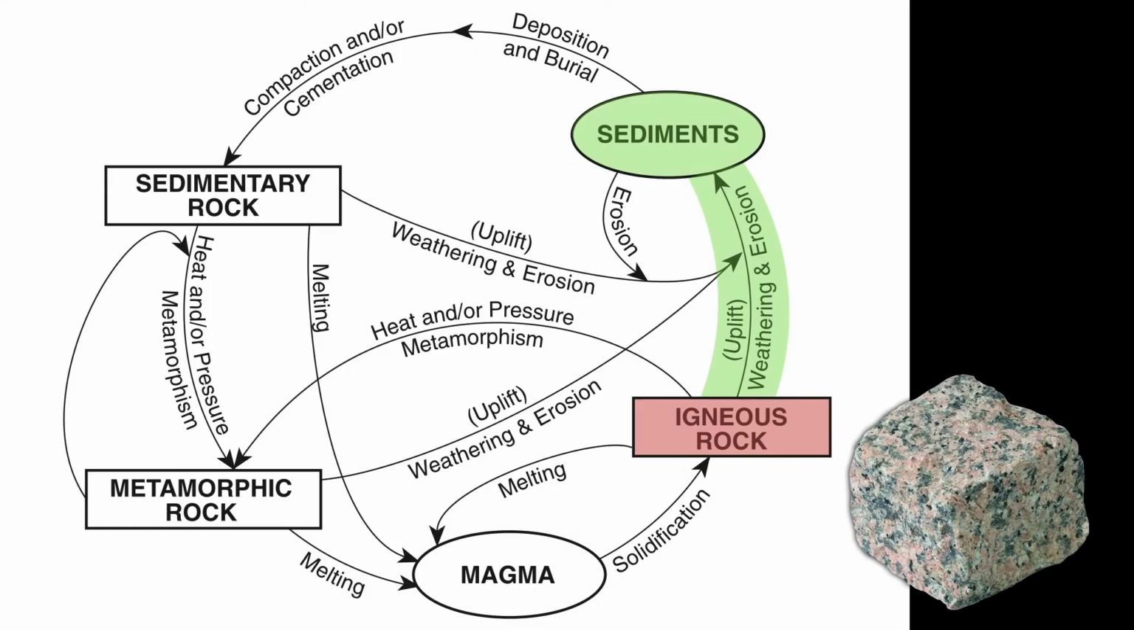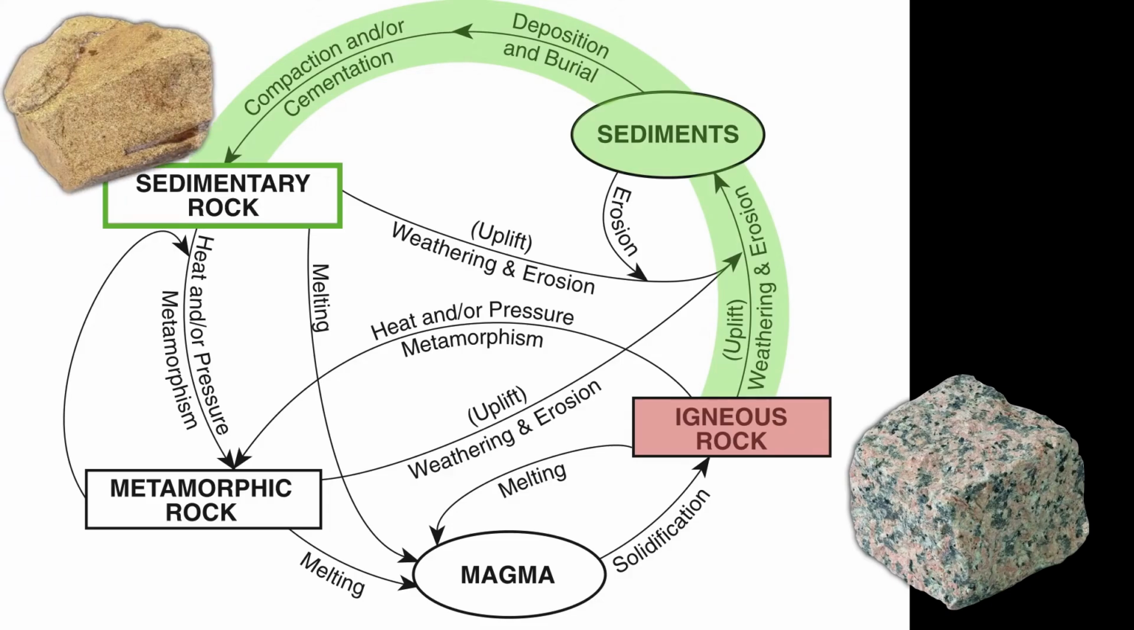Now these sediments can be deposited and buried and then compacted and cemented together to form a brand new rock called a sedimentary rock, like this piece of sandstone. So simply by weathering and eroding the granite into sediments and then squeezing the sediments back together, you've converted your igneous rock into a sedimentary rock. But that's not the only thing that can happen to our igneous rock.